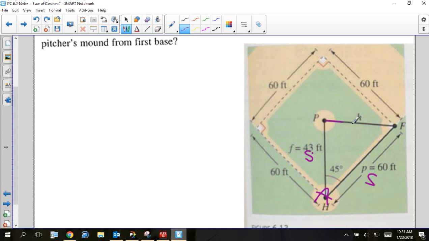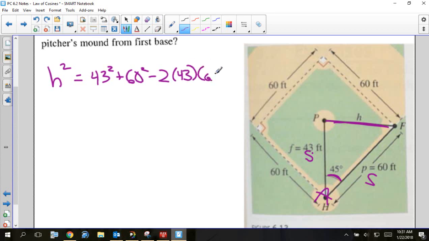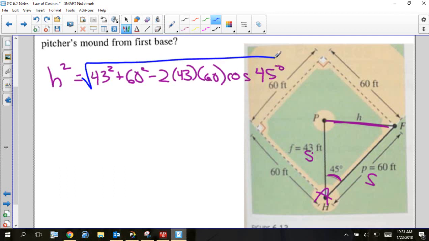So here, this side H is opposite. Oh, I guess they called it angle H, not A, but that's the angle. So I'm going to be using the first form, the standard form, and I'll do H squared equals my other two sides squared minus 2 times 43 times 60 times cosine, the angle they gave us, 45. And once I type that in, I need to find H, so I'm going to square root both sides.